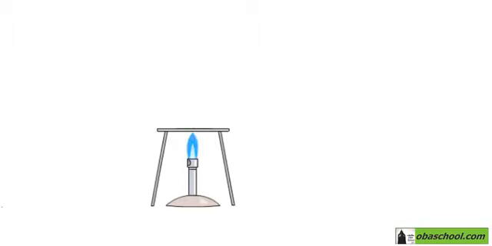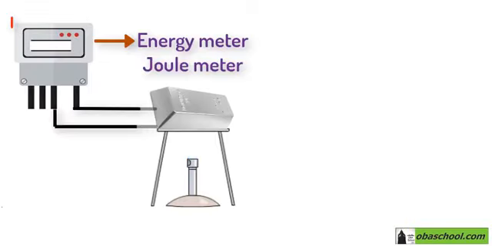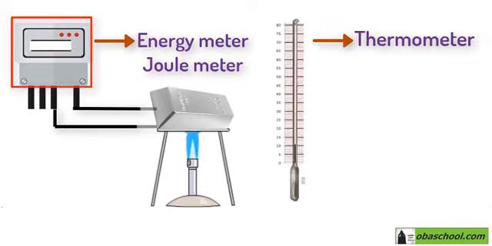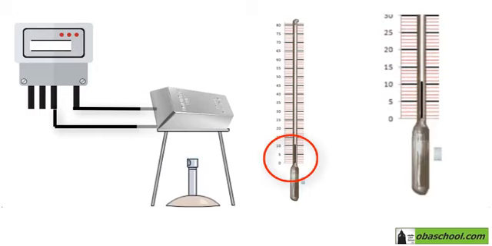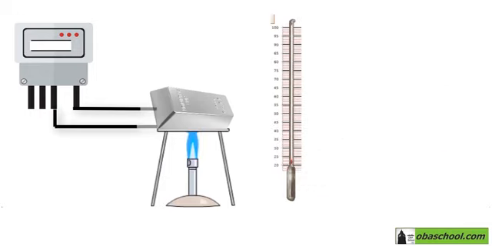Now we're going to let the block heat and we will use the energy meter, or the joule meter, to measure the energy supplied to the block and the thermometer to measure its temperature rise. First, let's record its initial temperature before heating. The thermometer reads 10 degrees Celsius. Now let's heat it. Notice how the temperature is increasing.